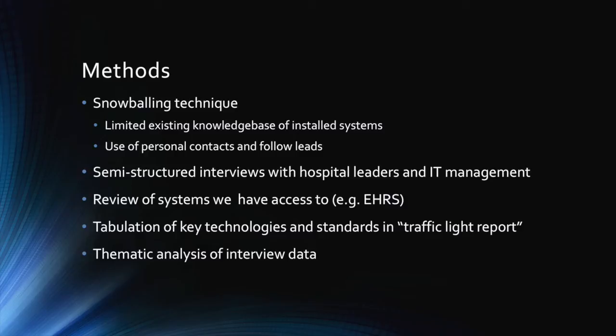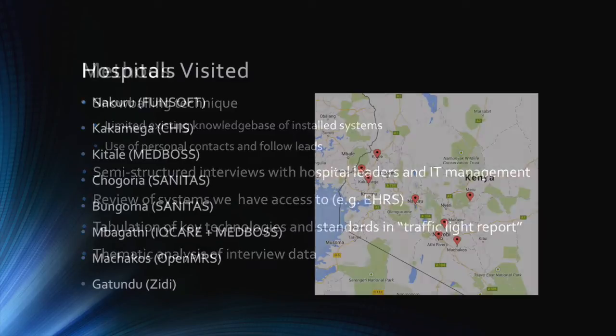We've been putting the technologies and the standards together into a traffic light report. The idea behind this is so you can compare all the different systems and compare different hospitals in an at-a-glance way. If they're very compliant with certain standards, they might get a green. If they don't do clinical decision support, they might get a red for that. So in the end, you have this colour-coded system so that you can see at a glance which systems are doing well and which systems are not. And you can also play that over time to see how it should all be going green. And then also we've been doing a thematic analysis of the interview data.